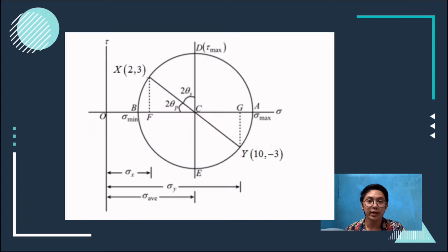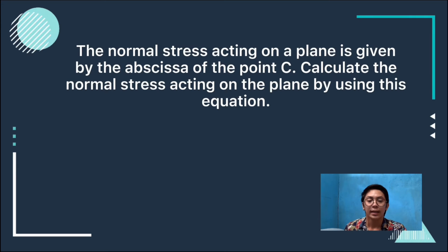So, let's look in our Mohr circle. The point A indicates the maximum direct stress acting on the plane, and the point B indicates the minimum direct stress. The point D indicates the maximum shear stress acting on the plane. The normal stress acting on the plane is given by the abscissa of the point C.